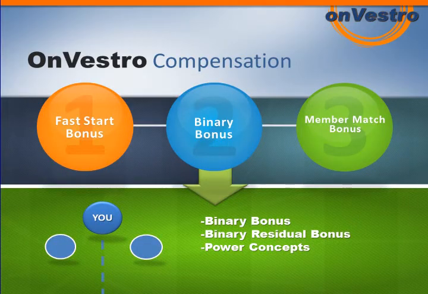All right. Now let's talk about the Onvestro binary, the binary residual income. We're going to have some power concepts that we're going to be talking about, because residual income is what we work for. Matter of fact, residual income is what we work month after month, allowing us to increase our income month after month after month. We say this: what we do this month, we get paid for month after month after month.